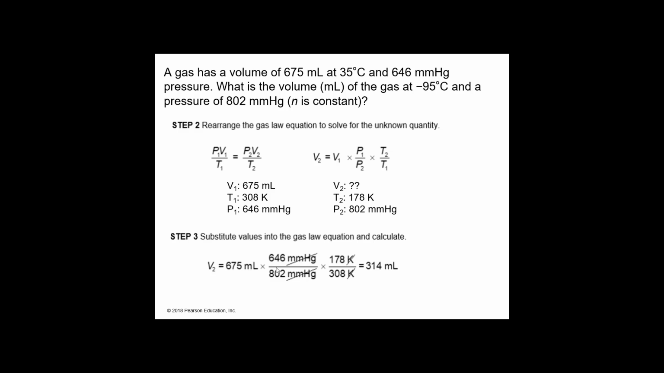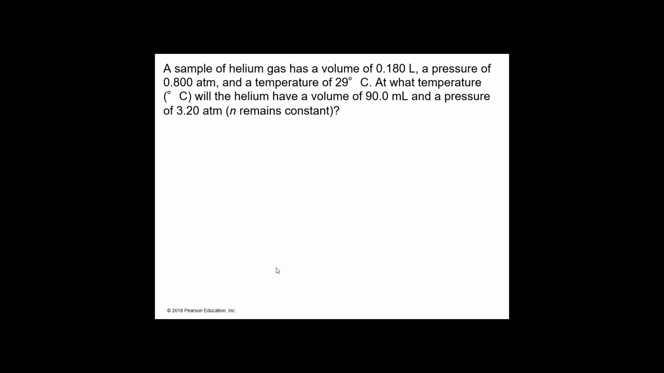A sample of helium gas has a volume of 0.18 liters, a pressure of 0.800 atm, and a temperature of 29 degrees Celsius. At what temperature in Celsius will the helium have a volume of 90 mL and a pressure of 3.20 atm?